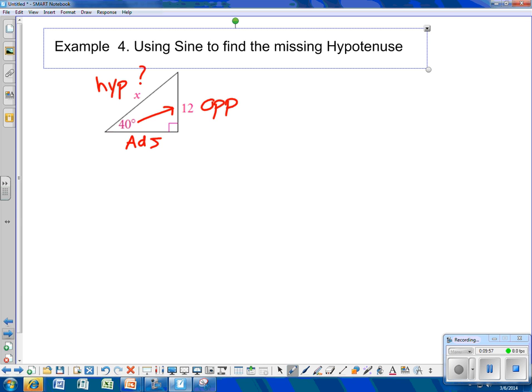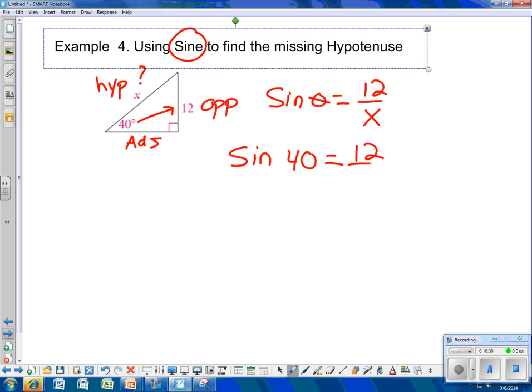So we're looking for the hypotenuse, and we know the opposite side. We're going to use sine, right? Because sine of an angle equals 12 in this case over the hypotenuse x. Now our angle, I could have plugged that in. Our angle is 40. It says it in our problem right inside our triangle. We end up with 12 over x.